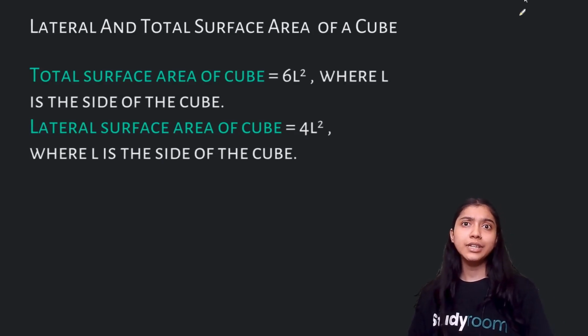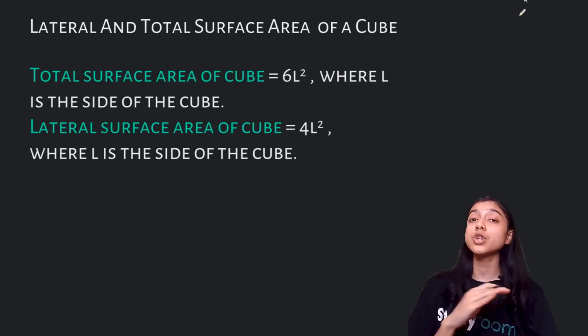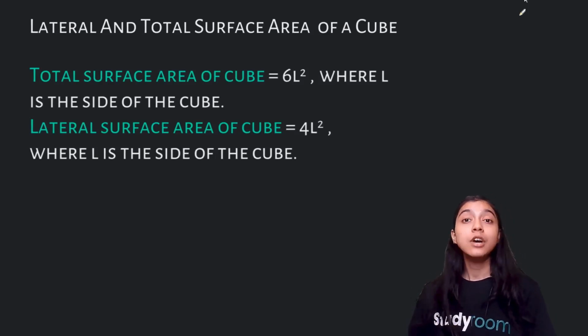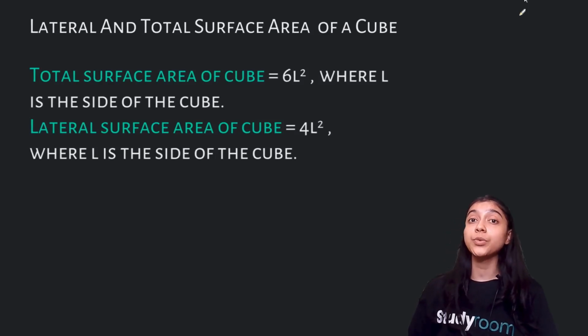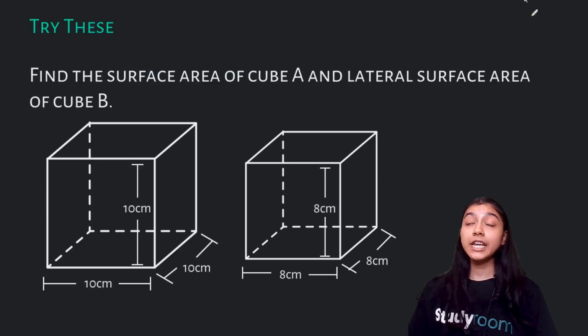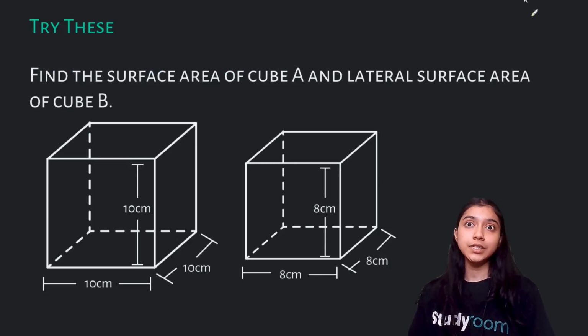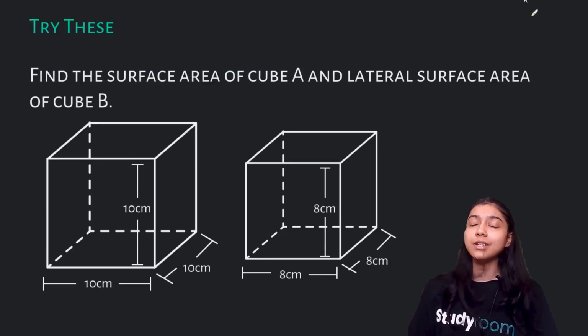And talking about the lateral surface area, in case of lateral surface area, we have to remove the top and the bottom portion. That means the area of the top and the bottom needs to be excluded from the total surface area. So the lateral surface area of a cube will be 4 times L square. And the lateral surface area is also known as the area of the 4 walls. Now that I've taught you to calculate the surface area of a cube and the lateral surface area of a cube, let us try doing some problems.